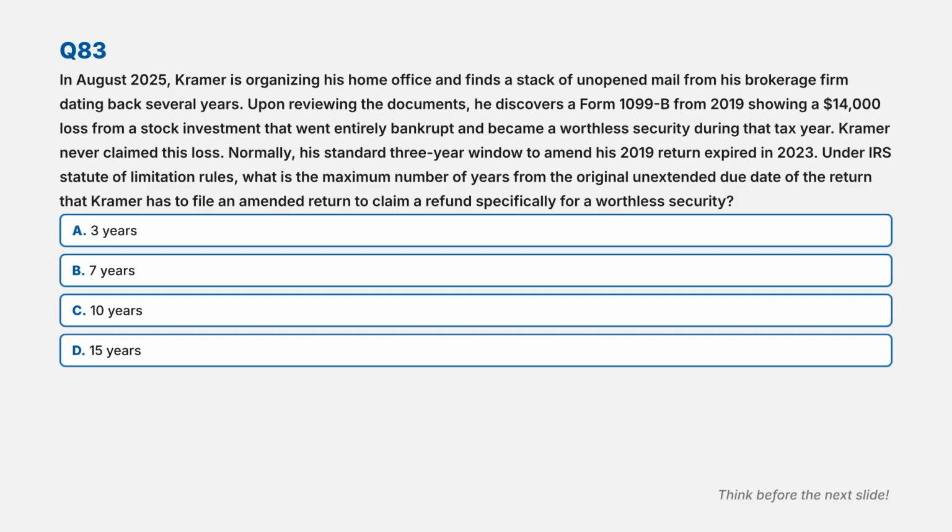Normally, his standard 3-year window to amend his 2019 return expired in 2023. Under IRS statute of limitation rules, what is the maximum number of years from the original unextended due date of the return that Kramer has to file an amended return to claim a refund specifically for a worthless security? A. 3 years. B. 7 years. C. 10 years. D. 15 years.